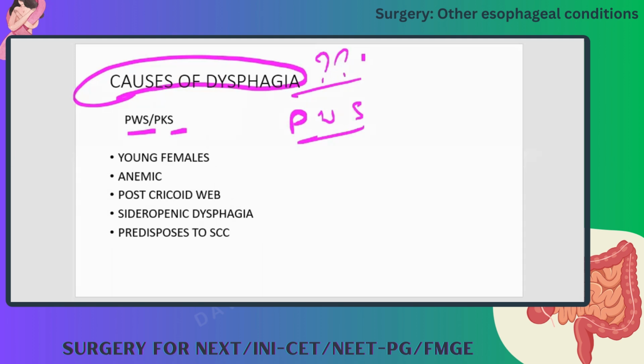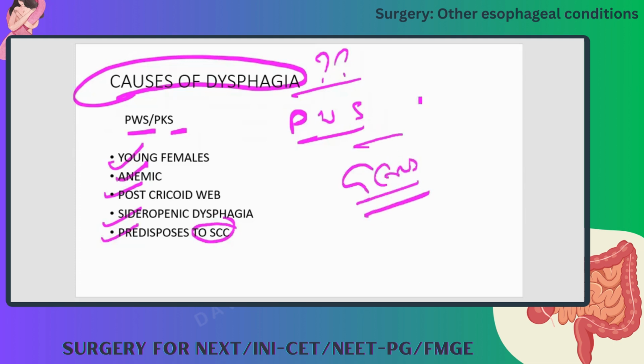Both are the same. It is a disease of young females. The patients are anemic, and they develop a post-cricoid web. It is also known as sideropenic dysphagia, and it predisposes to squamous cell carcinoma. Whereas GERD predisposes to which type of carcinoma? Adenocarcinoma. Here it is squamous cell carcinoma. So remember five points: young females, post-cricoid web, anemia, sideropenic dysphagia, and it predisposes to squamous cell carcinoma.